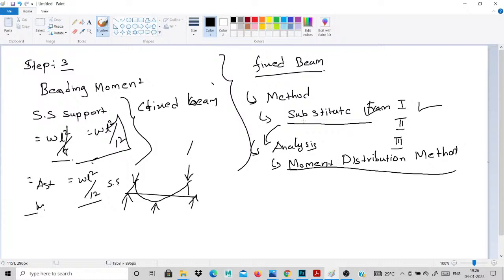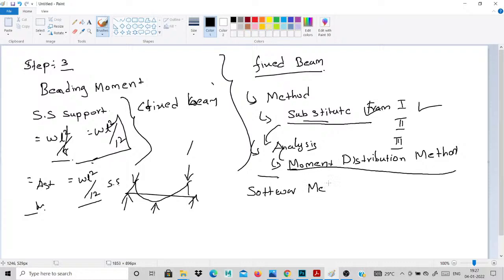So I am choosing the substitute frame method. For analysis, go for the moment distribution method. This is the correct procedure to analyze the fixed beam. There are so many methods: slope deflection method, strain energy method, Ennis method, and many more. I am using the moment distribution method for manual analysis.